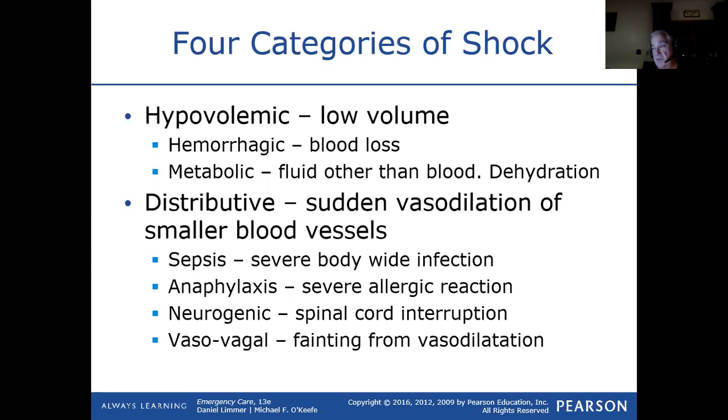So all of these 4 types of shock under the distributive category have a reason why the blood vessels suddenly dilate. So sepsis, we said, is a severe body-wide infection, okay, and the bacteria, the viruses that are causing the infection cause the blood vessels to relax.